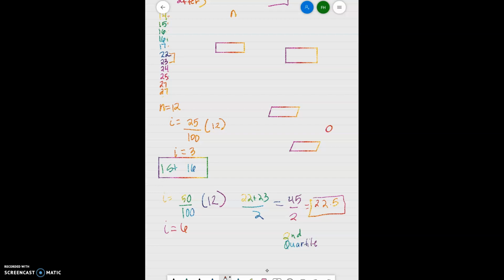And you could continue with this, but I just wanted to show you an example if you have an integer for your index point. So that is how you calculate quartiles.